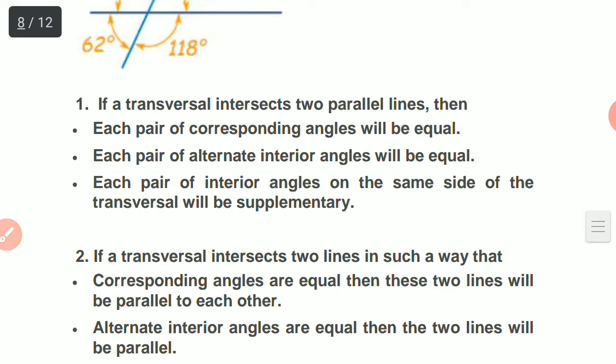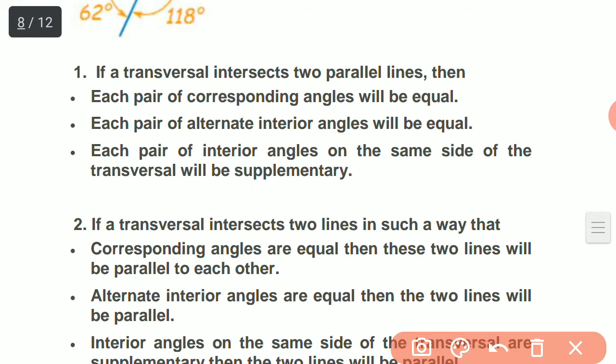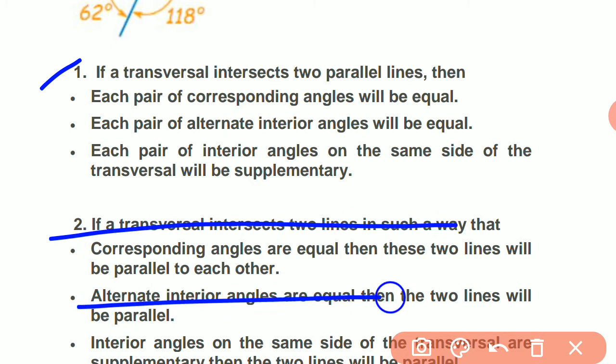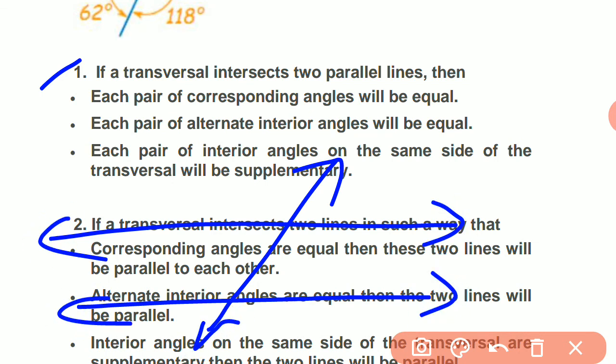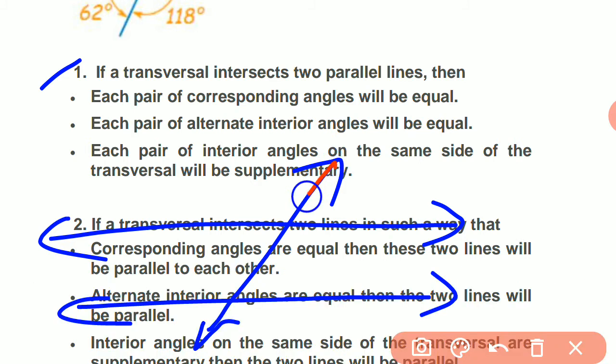There are some axioms in parallel lines. First, if a transversal intersects two parallel lines, suppose this is the transversal line and these two lines are parallel lines, then what property holds? Then each pair of corresponding angles will be equal.